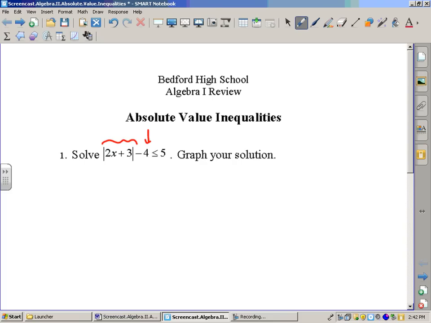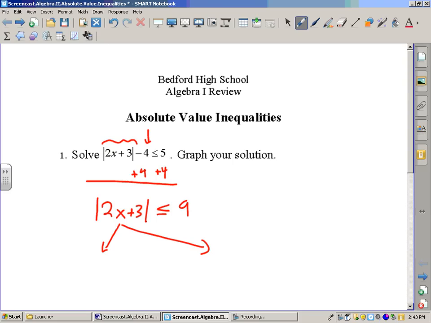Well, the opposite of minus 4 is plus 4. So I'm going to add 4 to both sides. That brings me to this. The absolute value of 2x plus 3 is less than or equal to 9. And at this point, I can break it into 2 different solutions.